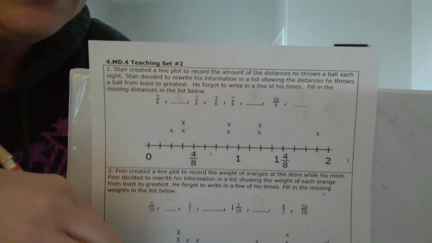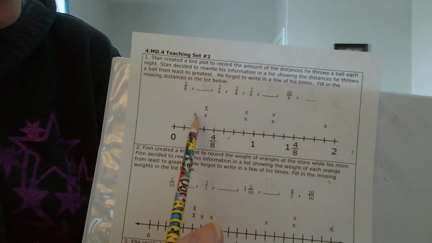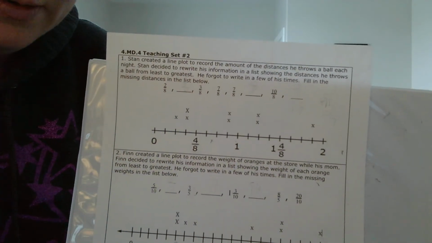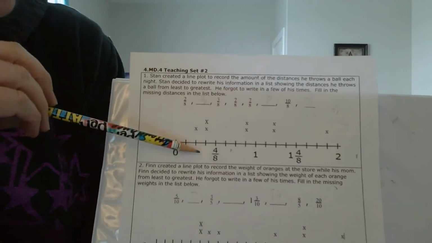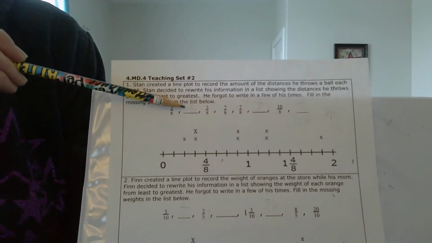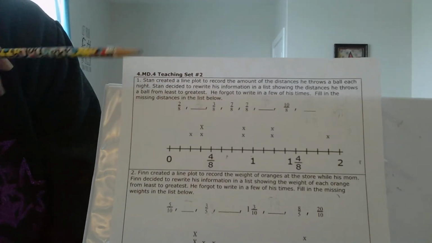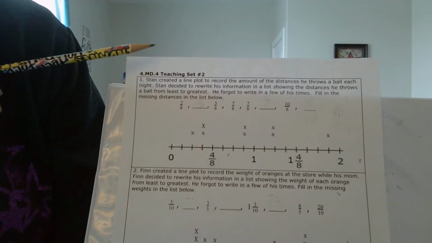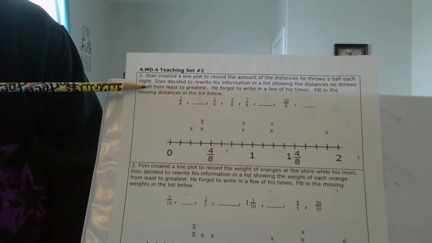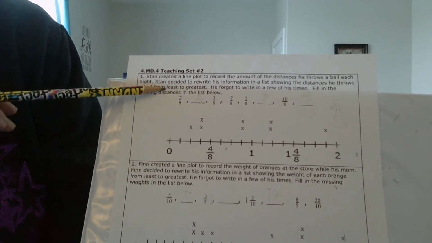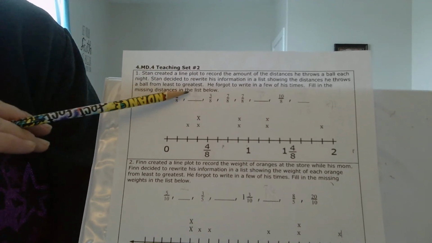So we are on MD4, teaching set number 2. And notice that the line plot is actually already plotted for you. They already put the X's onto the number line, and you actually have to figure out which fractions are missing from up here. Stan created a line plot to record the distances he throws a ball each night. Stan decided to rewrite his information in a list showing the distances he throws a ball from least to greatest. He forgot to write in a few of his times. Fill in the missing distances in the list below.